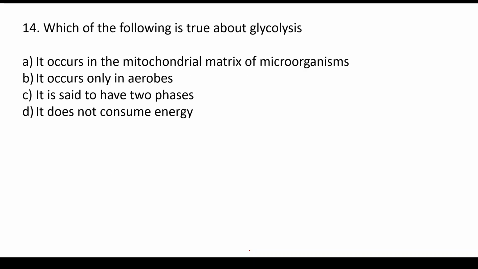So question number 14 is: which of the following is true about glycolysis? It occurs in the mitochondrial matrix of microorganisms, or it occurs only in aerobes. The third option is, it is said to have two phases. The fourth one is, it does not consume energy.